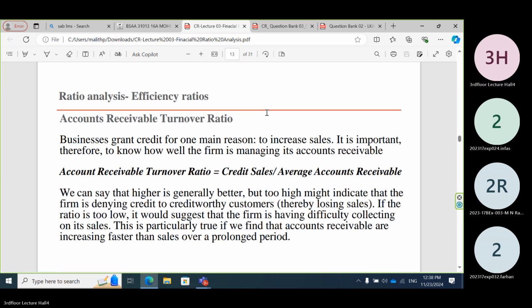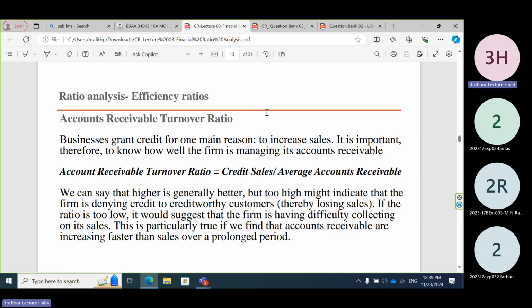What if there is no receivable? In other terms, you don't have credit sales. You don't have credit sales. Then this ratio is irrelevant.